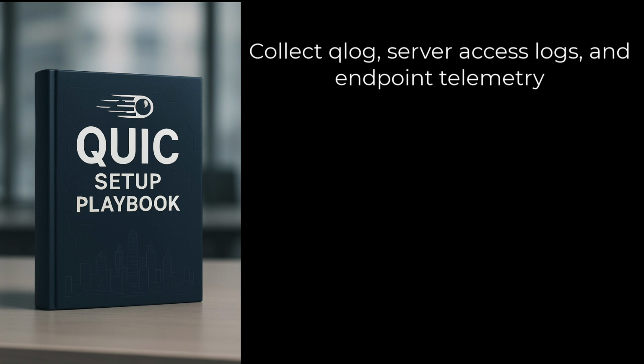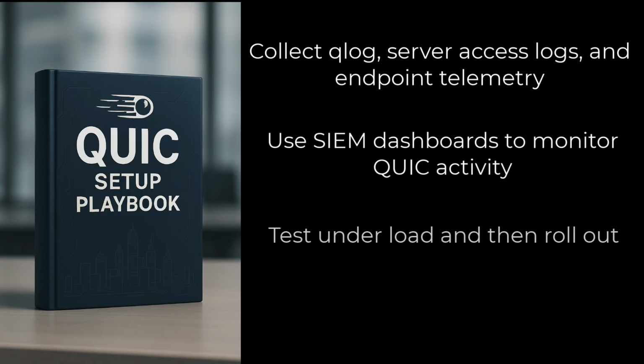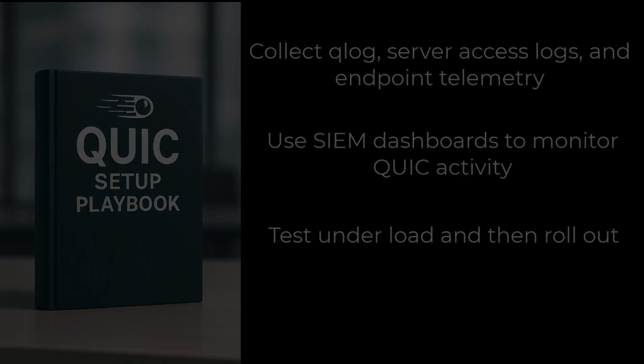Collect qlog, server access logs, and endpoint telemetry. Ship them to your SIEM and build dashboards for handshake failure rates, zero RTT usage, migration frequency, and packet loss. Test under load, then stage rollout by cohort.